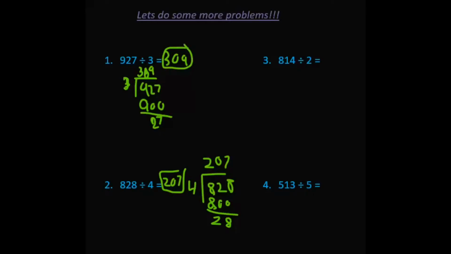Okay, now let's do the third problem. Okay, so for the third problem, it is 814 divided by 2. Okay, 2. Okay, and then we have our 814 right here. Okay, 2 goes into 8 4 times. Okay, so let's write down that 800 right here.